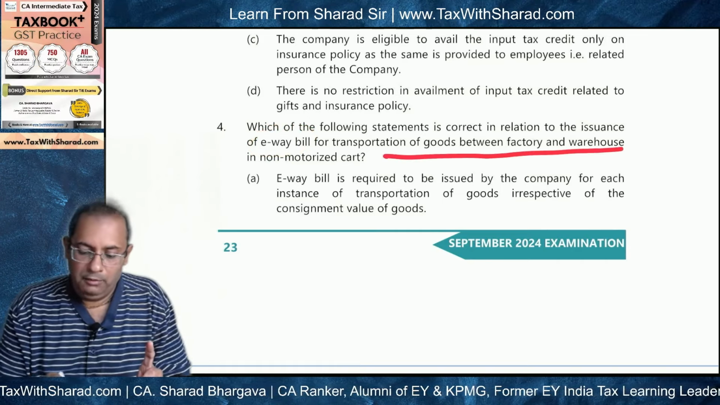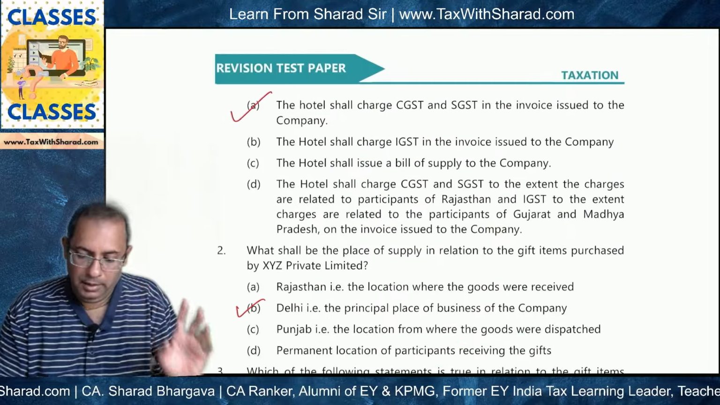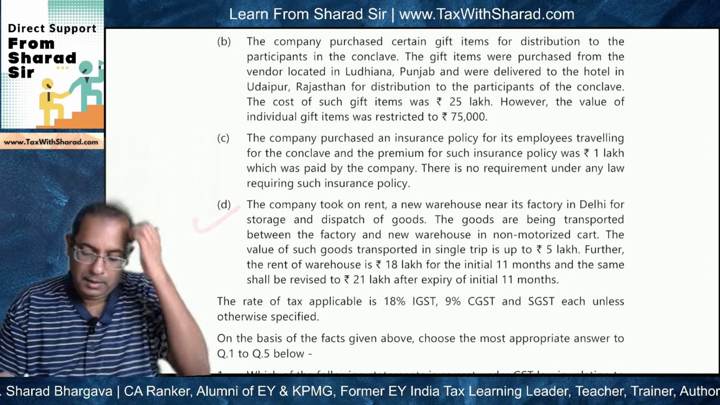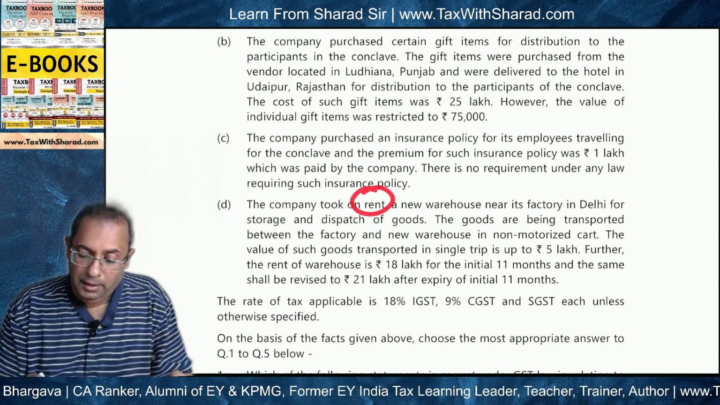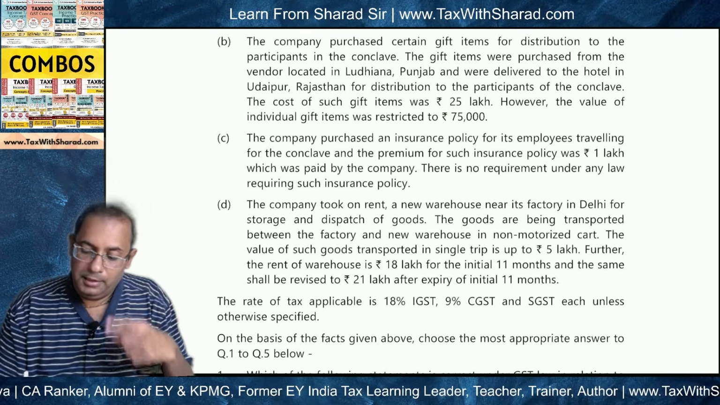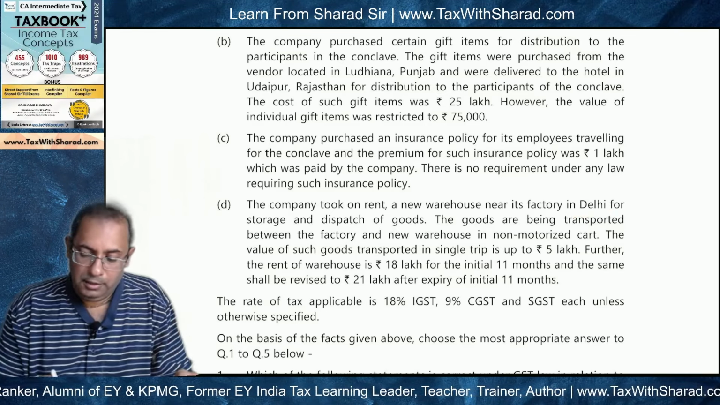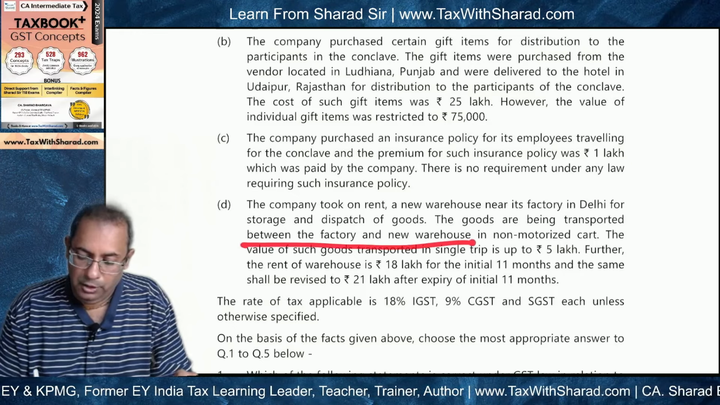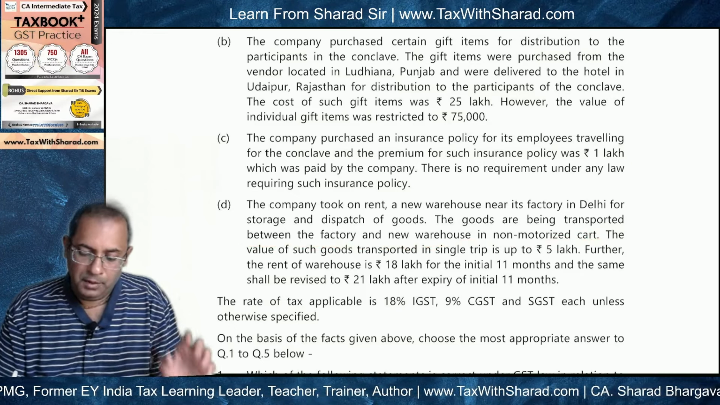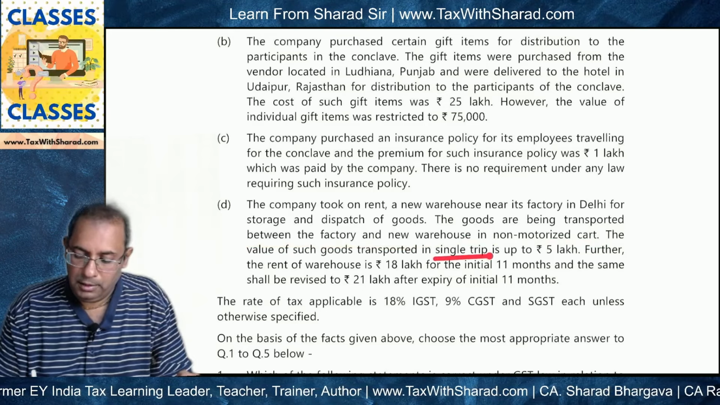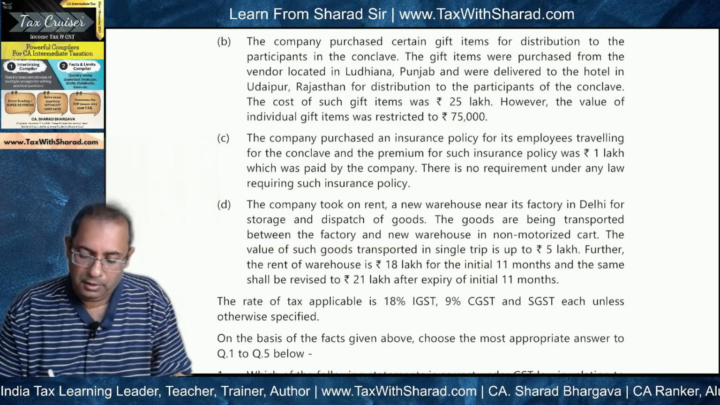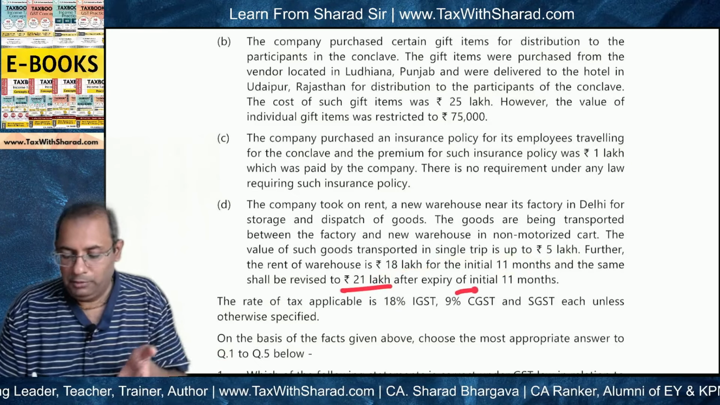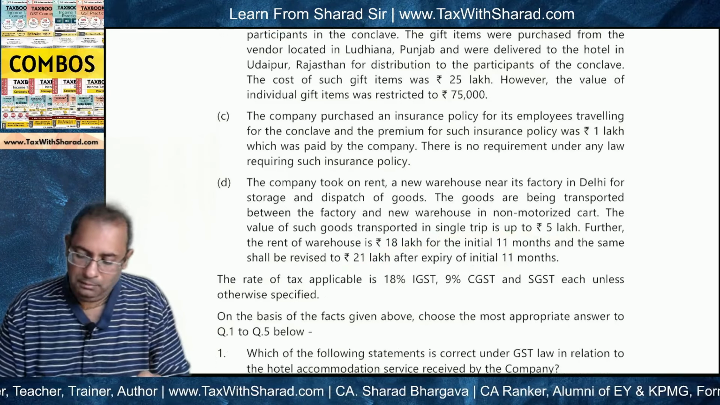goods between factory and warehouse in non-motorized cart? And for that, we need to look at point number D. The company took on rent a new warehouse near its factory in Delhi for storage and dispatch of goods. The goods are being transported between the factory and new warehouse in non-motorized cart. The value of such goods transported in single trip is up to 5 lakh. The rent of warehouse is for initial 11 months and the same shall be revised to 21 lakh after expiry of initial 11 months.